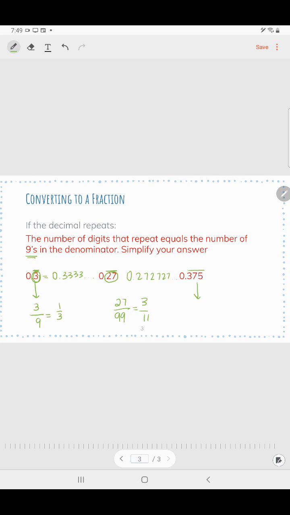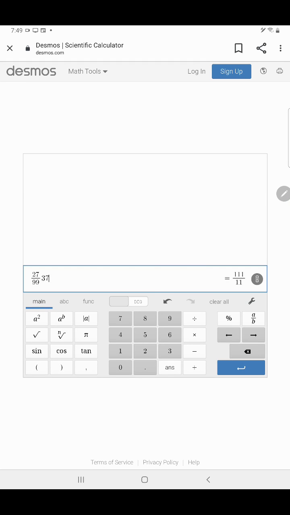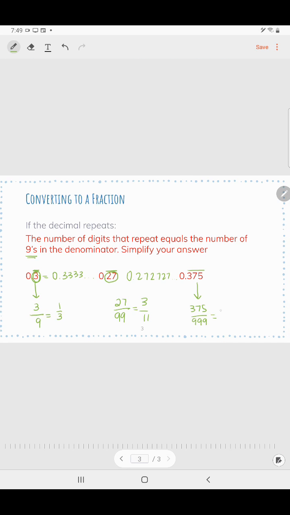Last but not least, if I was converting this, 375 over, how many digits are there? 9, 9, 9. 375 over 999 simplifies to 125 over 333. And that is how I convert decimals to fractions.